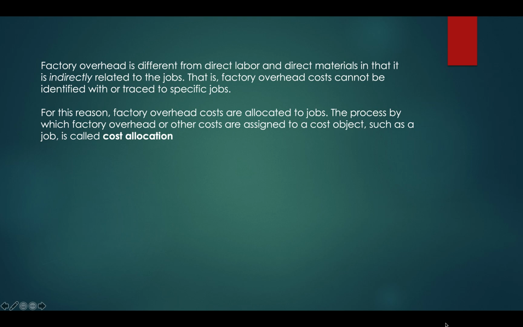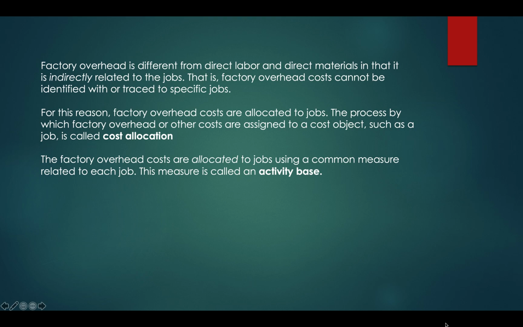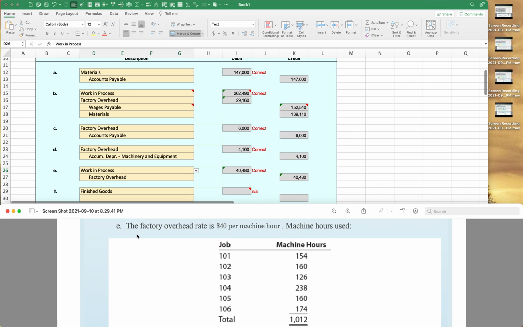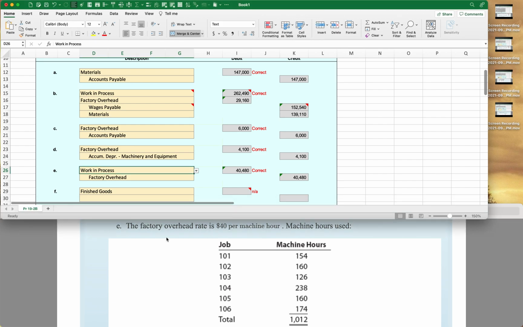So we need some sort of an activity base that helps us do that. The factory overhead costs are allocated to jobs using a common measure related to each job. This measure is called an activity base, right? Because factory overheads are different than other costs, they can't be directly traced to a particular job. We need to allocate them in some sort of a systematic and rational manner. And sure enough, in part E, they tell us, hey, the factory overhead rate that you need to use is $40 per machine hour. All right. I've kind of already done this for us, so I'm just going to go ahead and redo it, just so I can explain it better for you guys.